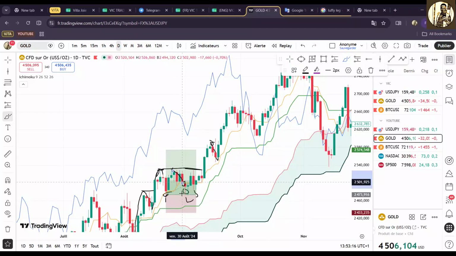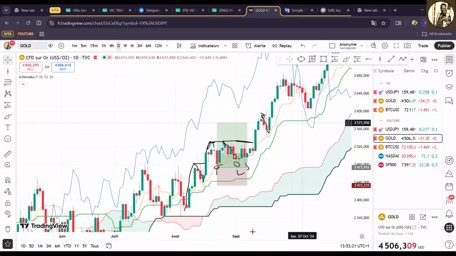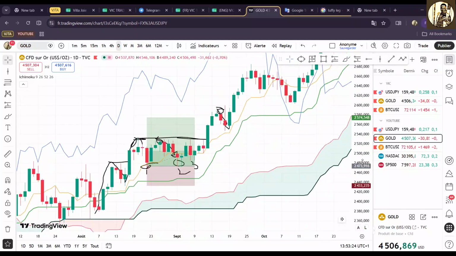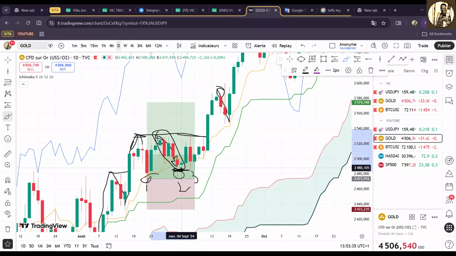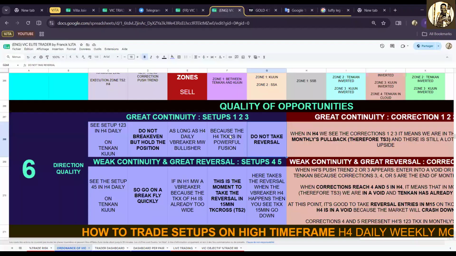Don't just keep buying the market either, because it can exhaust you mentally when you start taking continuation and reversal. But when you are strong mentally, you can take those reversals, and you need to take the full profit at Tenkan. If you take a reversal on the empty space here, take the full profit at Tenkan. But do not take it for the moment, because the H4 trend is in full powerful fusion. Okay, that's it.